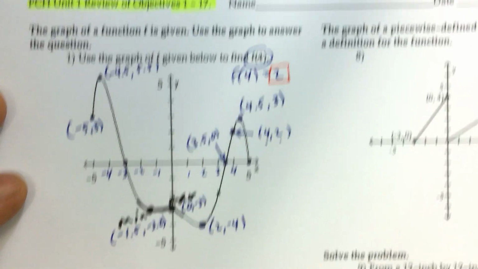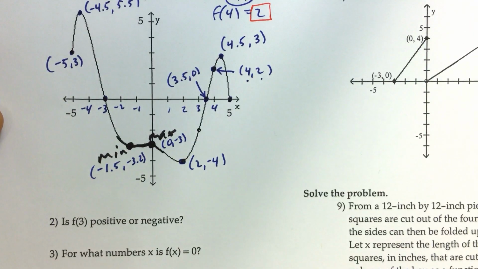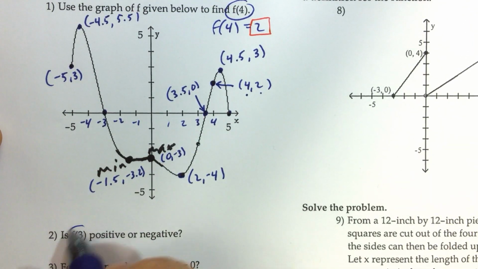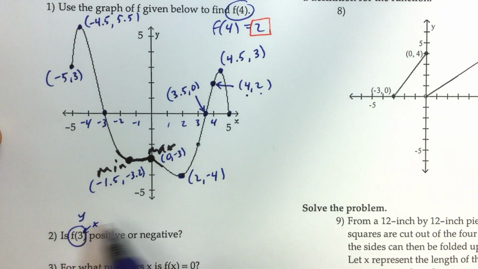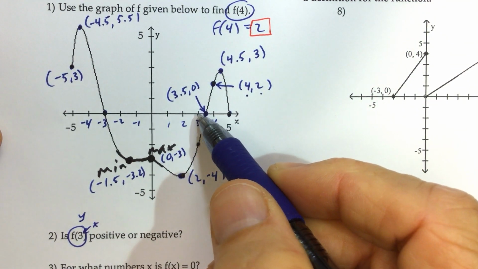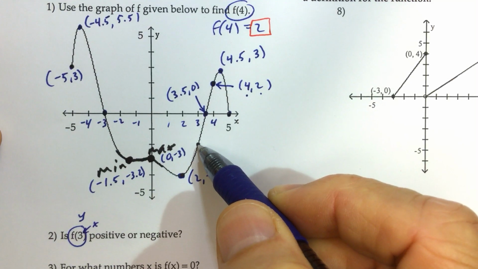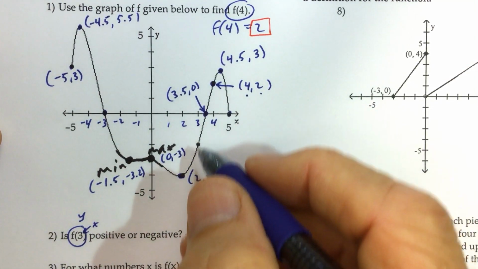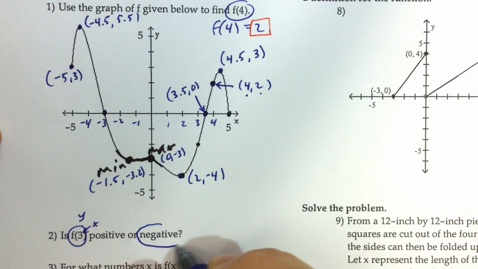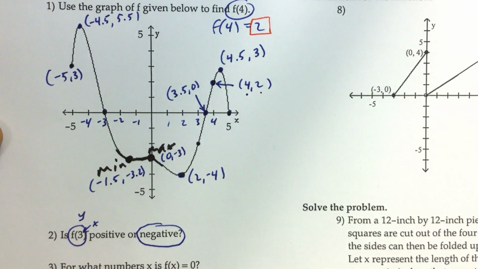Is f of 3 positive or negative? Well, f of 3 is the y coordinate when the x coordinate is 3. We find the x coordinate of 3 and look down here. Any part of the function underneath the x-axis is going to be a negative number. So it's negative. I'm just going to circle the word negative.